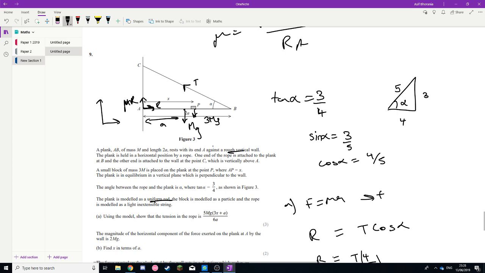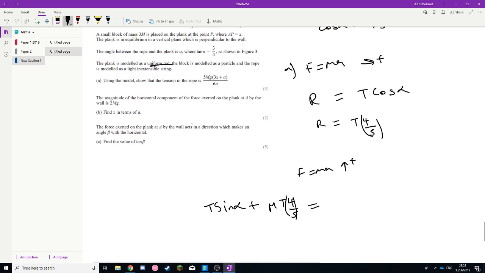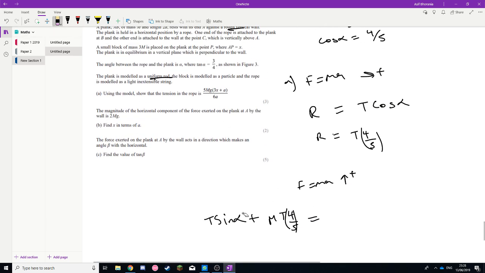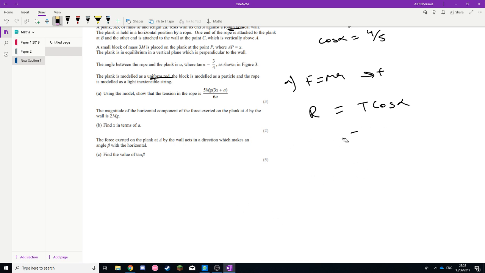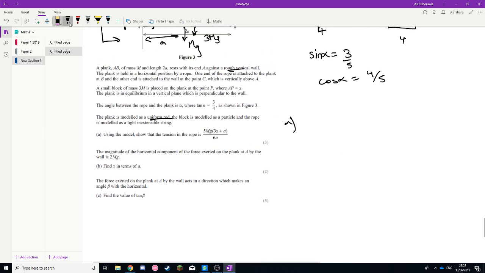Oh, wait, hang on a second. This is wrong. There's a much better way to do this. Let me rub this out. My bad. I don't think this is wrong, but there's a much quicker way to do this, and that's moments.